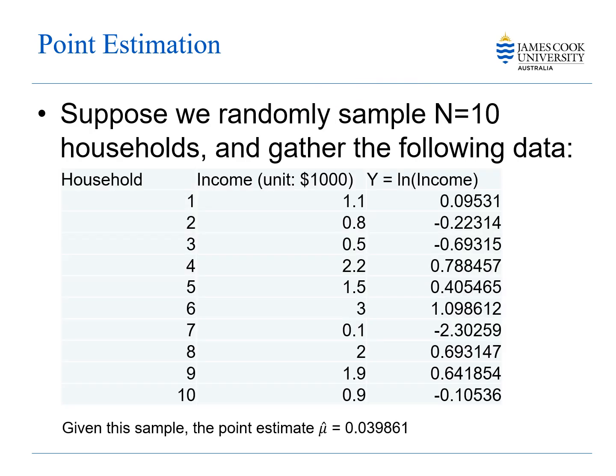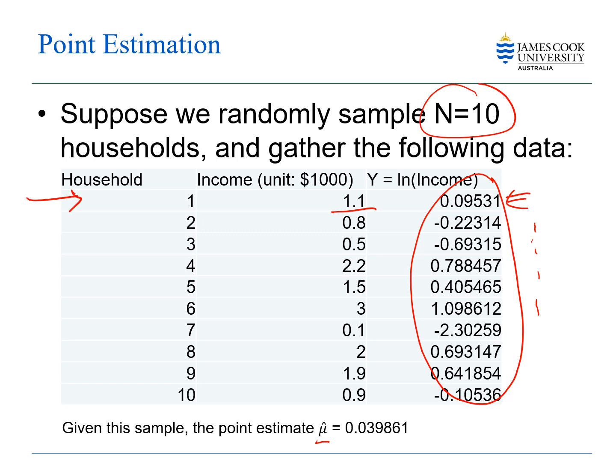Suppose we randomly sample n equal to 10, and the first household reports 1.1, that is $1,100. Taking the log of 1.1, we get 0.09531, and so on and so forth. Then the point estimate mu hat is the average of all these 10 observations. For this particular sample, it is 0.039861. This is a point estimate of mu.